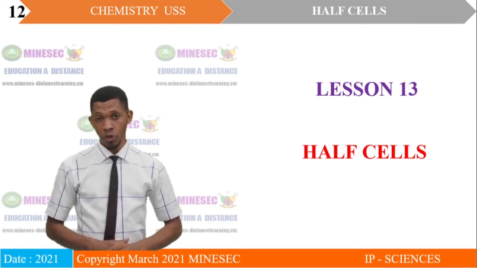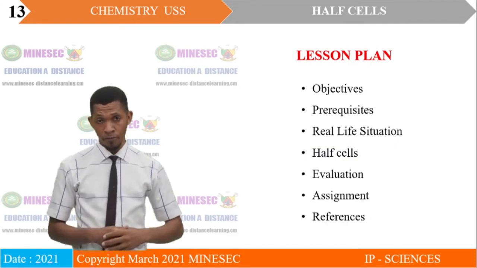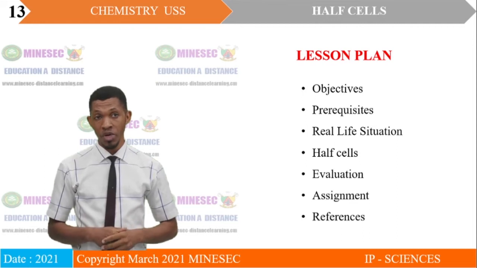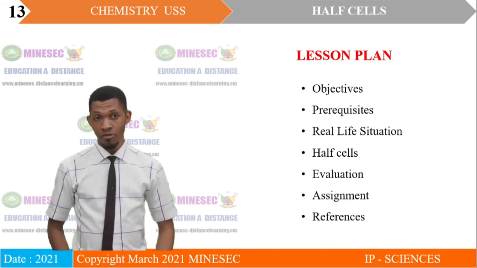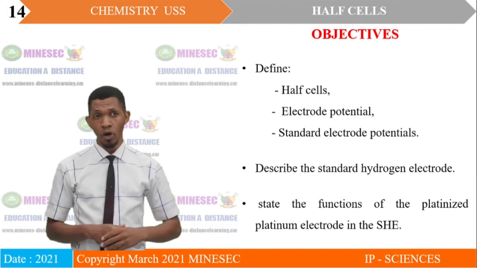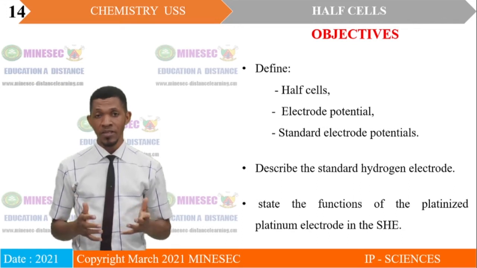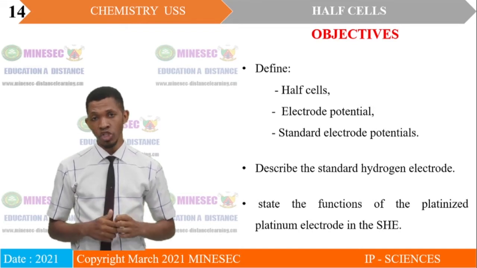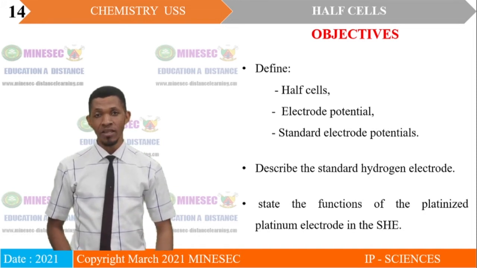Today's lesson is titled Half Cells. The outline of the lesson is as follows: objectives, prerequisite, real life situation, half cells, evaluation, assignment, and references. By the end of this lesson, you should be able to define half cells, define electrode potentials, define standard electrode potentials. You should be able to describe the standard hydrogen electrode and state the functions of the platinized platinum in the standard hydrogen electrode.